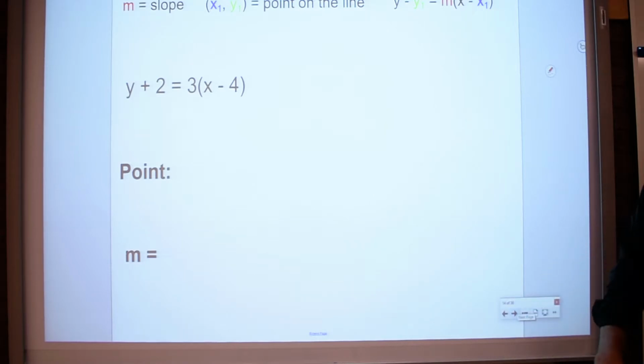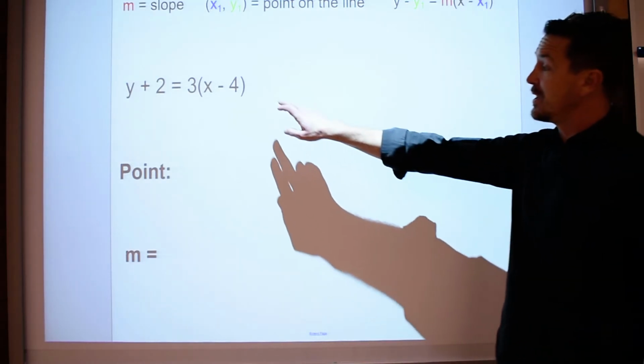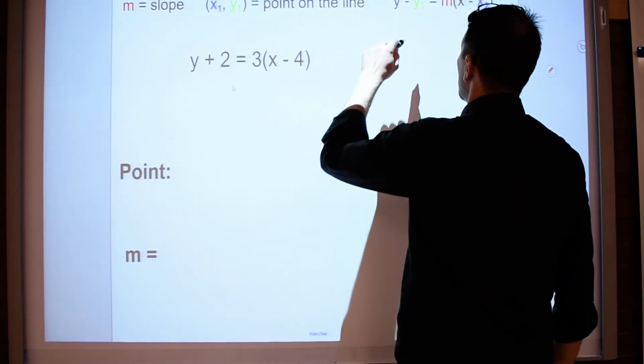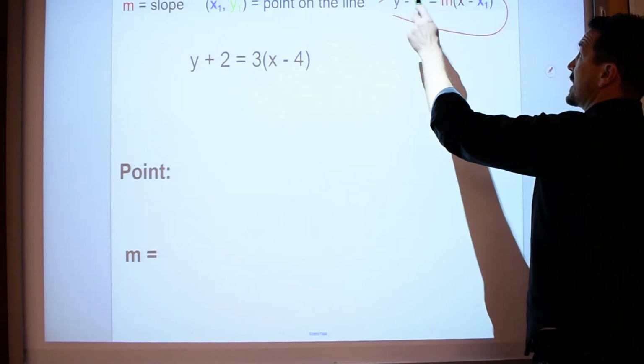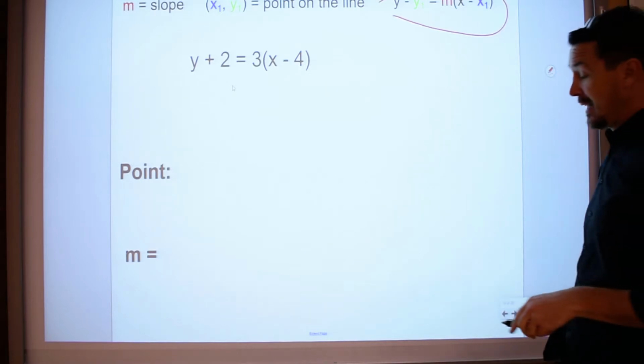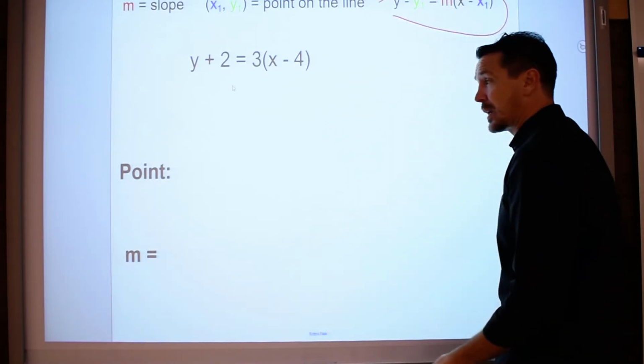Okay, so now we're flipping it up a little bit differently. Now they're saying, okay, I've given you this in point-slope form, because you know the formula is right here. y minus y1 equals m times x minus x1. And say, okay, can you pull out the slope and can you pull out the point? And the answer is you should be able to. It can be a little tricky though.